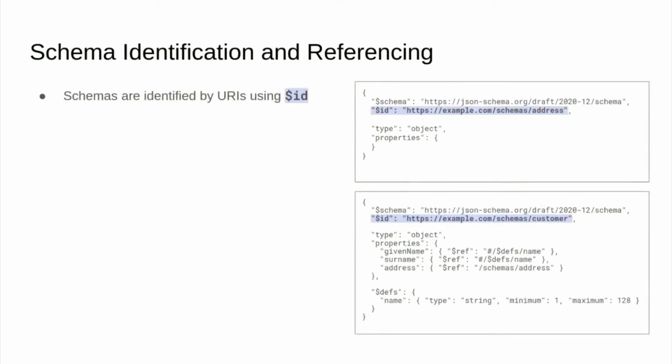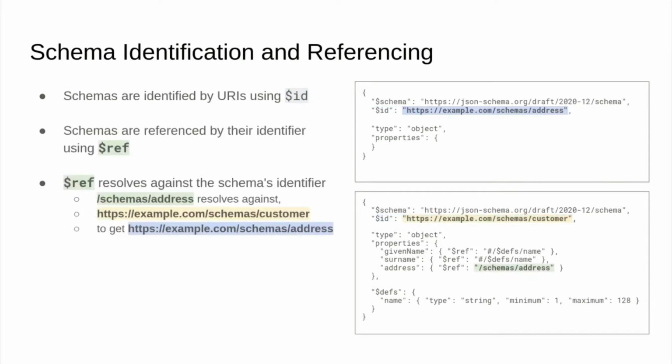Schemas are identified by URIs using the ID keyword. On the right, we have two schemas, one for an address and another for a customer. We can reference a schema by its URI using the ref keyword. Ref is a relative reference that resolves against the identifier of the schema. On the right, we see how the customer schema uses a relative reference to reference the address schema.